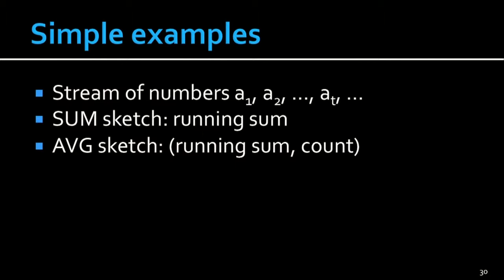What's the sketch for average? You just keep 2 numbers, running sum and count. Whenever a new number arrives, you increment the count, and you add that number to the running sum. Whenever you want to see what the average is, you divide this running sum by the count.